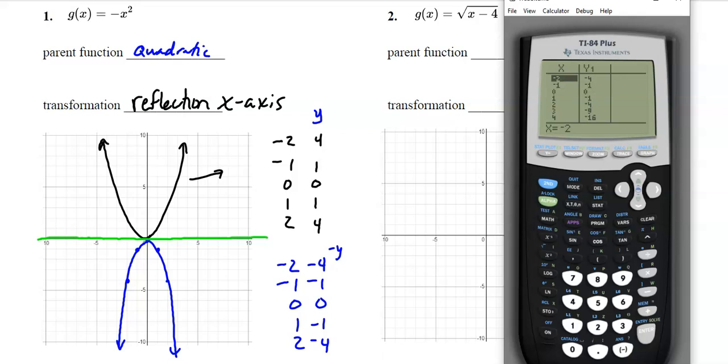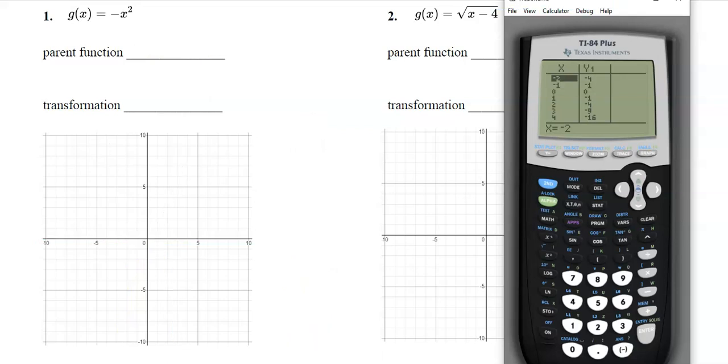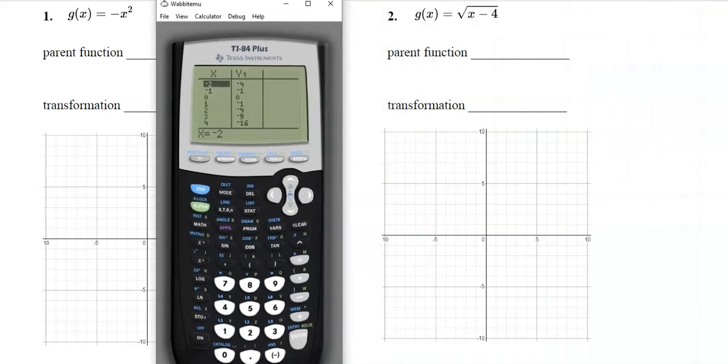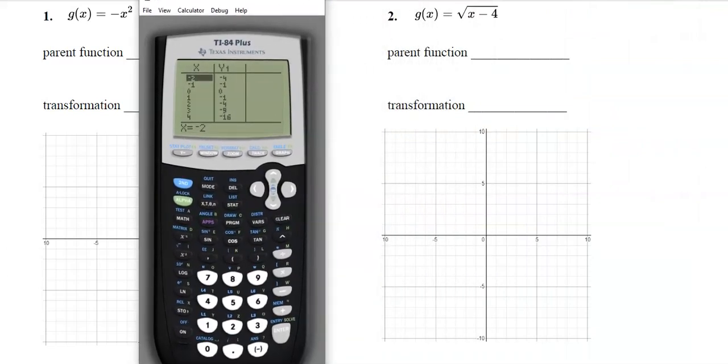All right, let's try the next one. I'm going to move this calculator off to this side. And so we have the square root of x minus 4. Well, that tells me what it is. It's a square root function. And I really don't know what it looks like until I make a table.